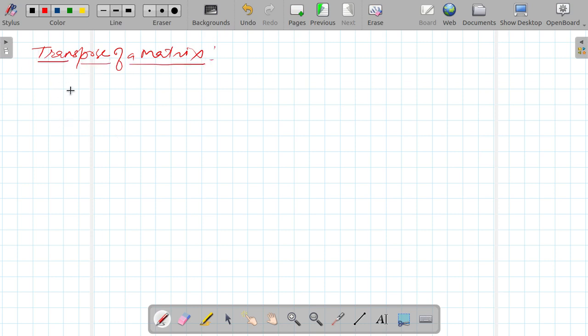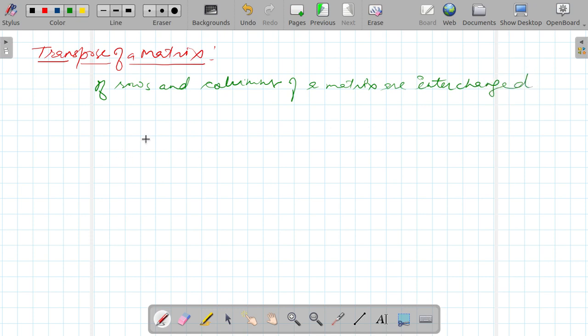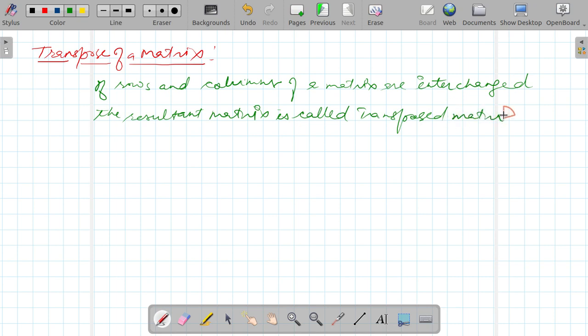Transpose of a matrix. So if rows and columns of a matrix are interchanged, the resultant matrix is called the transposed matrix. And let us define it mathematically.